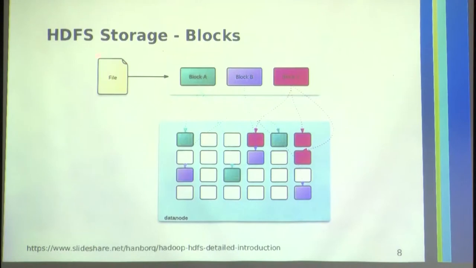Here's a diagram that shows a file broken up into blocks, with blocks having three replicas, and it says this is on a data node. What's wrong with this diagram? The problem is that it's showing the replicas all on the one data node. They would never be like that. The replicas would be spread out over multiple data nodes. So this diagram is kind of misleading, actually. You could probably just put a cross on it.